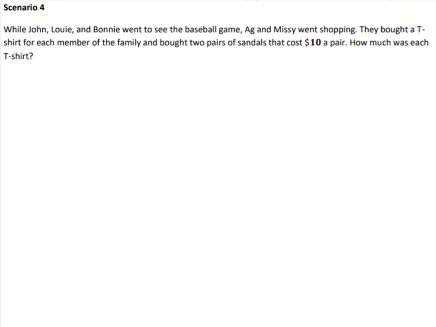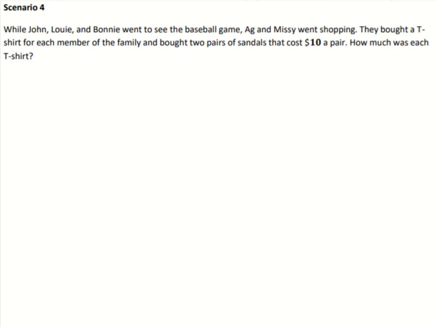Scenario 4 was the one that I thought might give the most people some trouble. Scenario 4 says, well, John, Louie, and Bonnie went to see the baseball game. Ag and Missy decided, you know what, we're not going to the baseball game. What are we going to do? Let's go shopping. They bought a t-shirt for each family member. So even those that aren't here still got a t-shirt. And they bought 2 pairs of sandals that cost $10 a pair. Well, how much was each t-shirt?